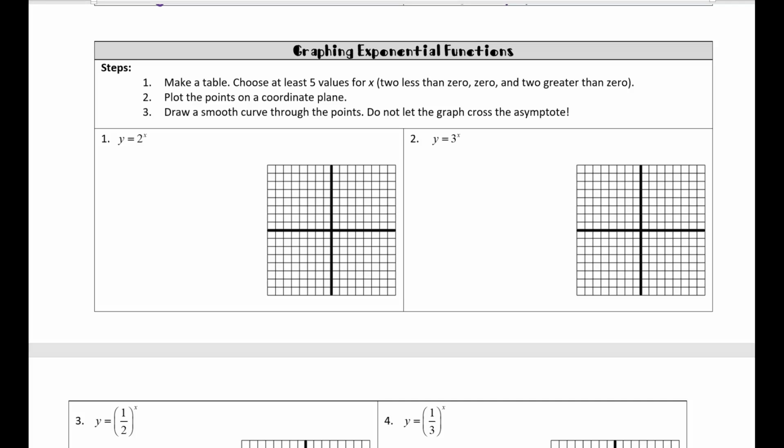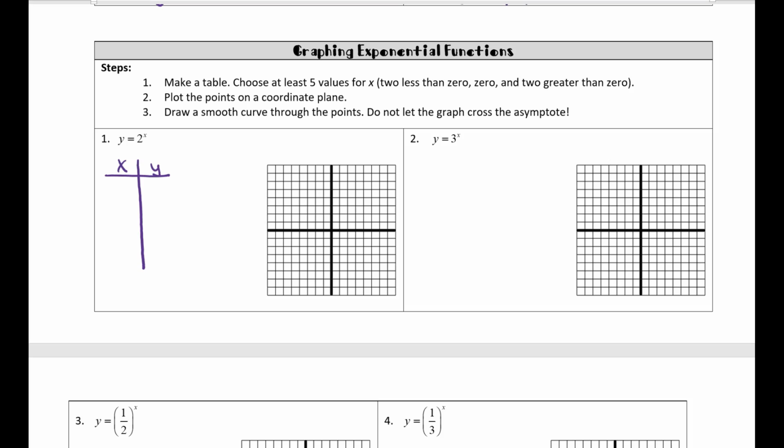So now that we know what exponential functions are supposed to look like, we're going to actually go about graphing a function. So our first step is to make a table. On number 1 here, we're going to go through these steps. We're going to make ourselves a table, and we're going to choose 5 values.